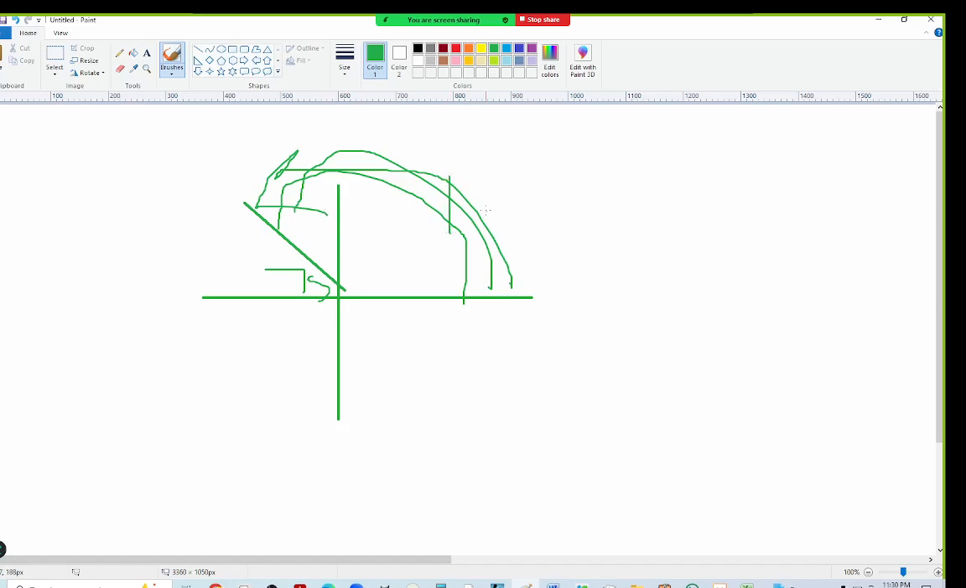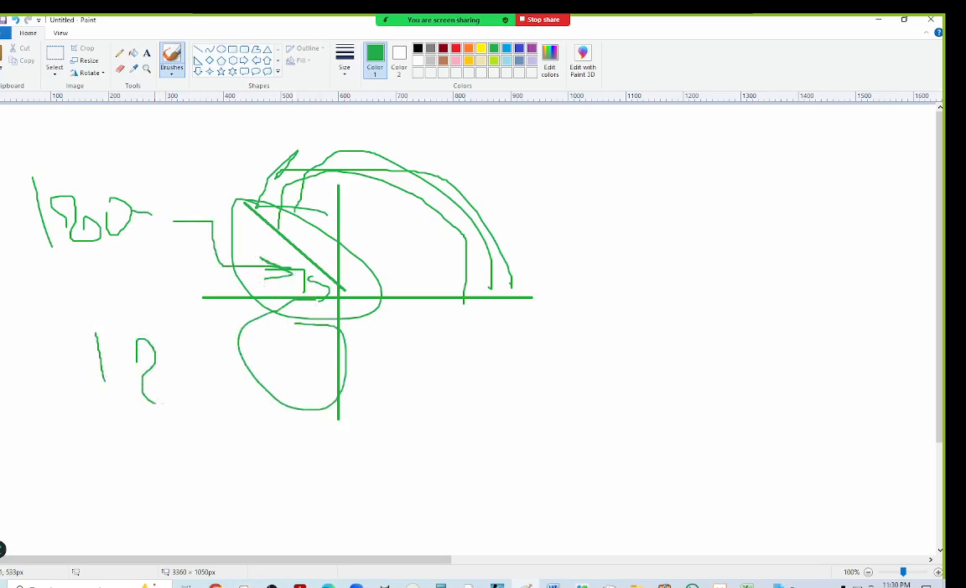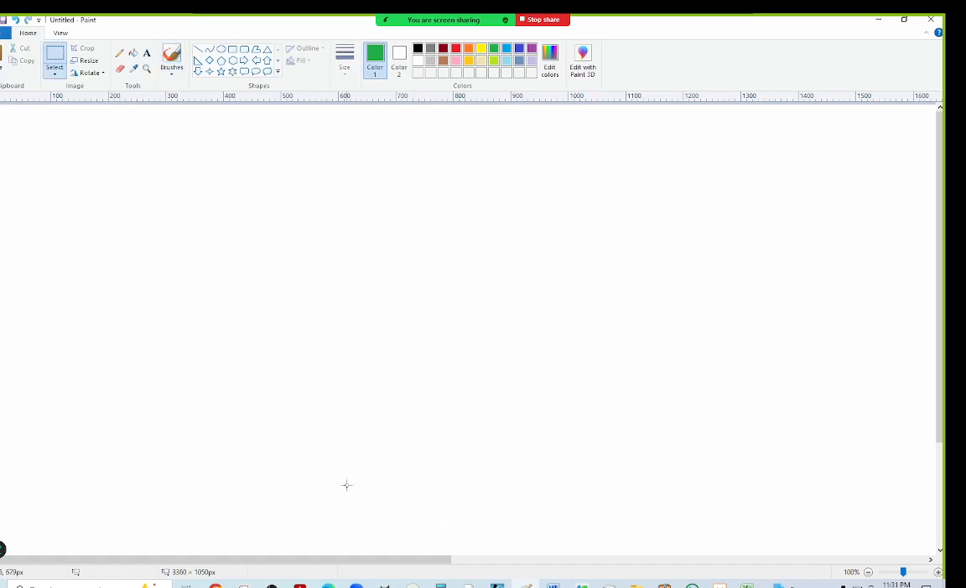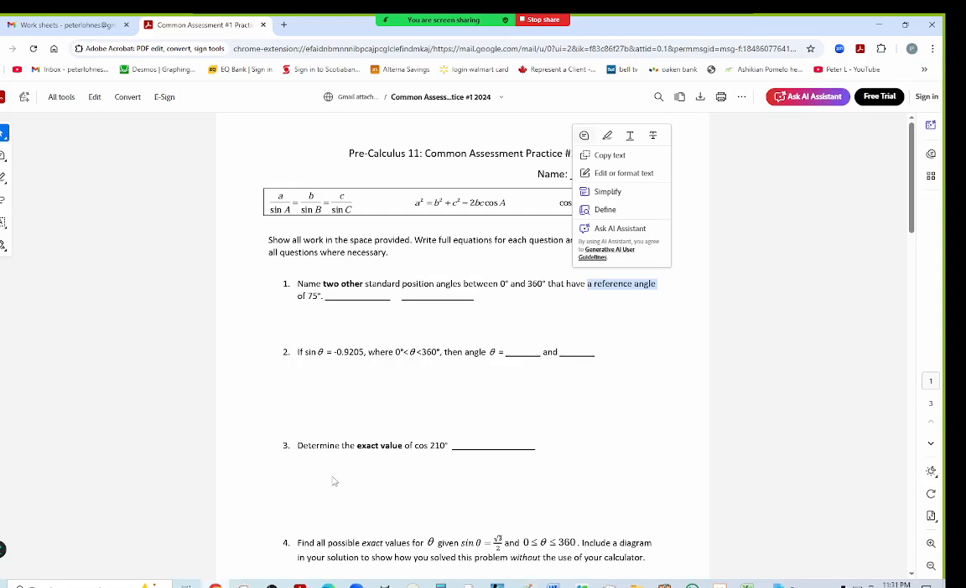105. Right. So I'm going to give you a little hint. When it's this quadrant, it's 180 minus your reference angle. When it's in this quadrant, it's 180 plus your reference angle. When it's in this quadrant, it's 360 minus your reference angle. That just makes it easier. 180 minus it here, 180 plus it here, 360 minus it here. Just makes it faster for you. Exact value, we've got to use our special triangles.